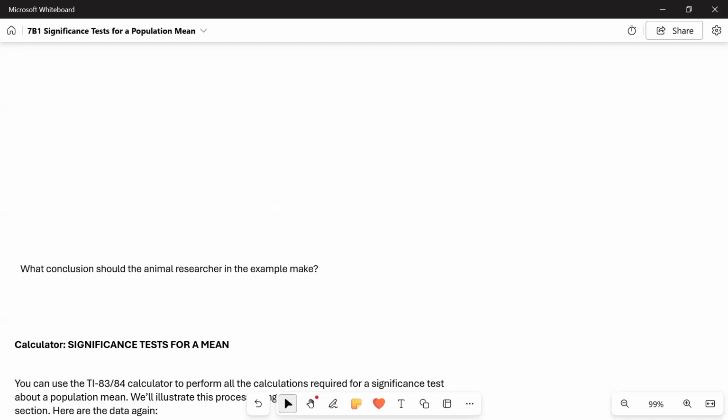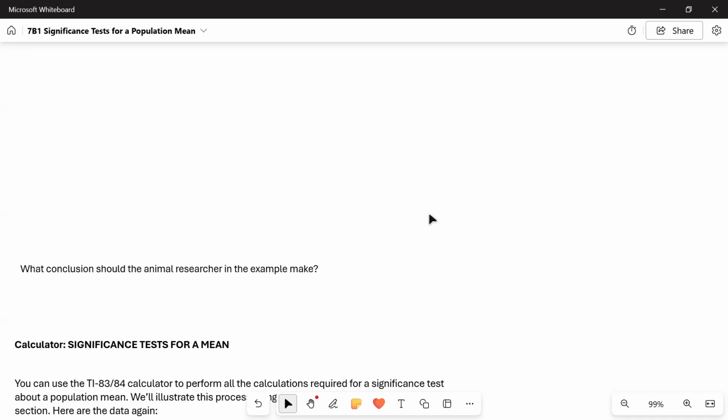Well, here's the thing. Because the p-value of 0.3714 is greater than our significance level, which is 10%, we would fail to reject the null. We do not have convincing evidence that the mean weight in the population of golden hamsters differs from 4 ounces.